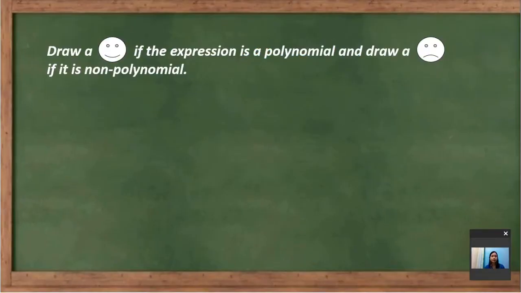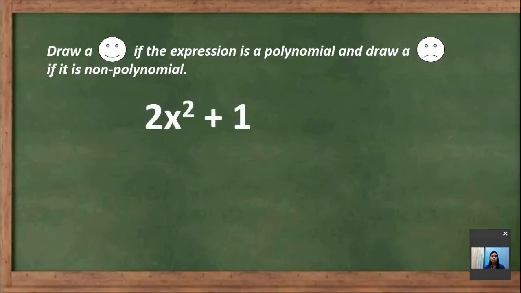So let's start answering this activity. All you have to do is to draw a smiley face if the expression is a polynomial and a sad face if it is a non-polynomial. First pair of expressions, we have 2x squared plus 1 and 2x raised to negative 2 plus 1.